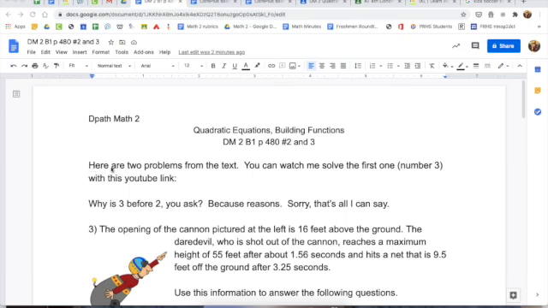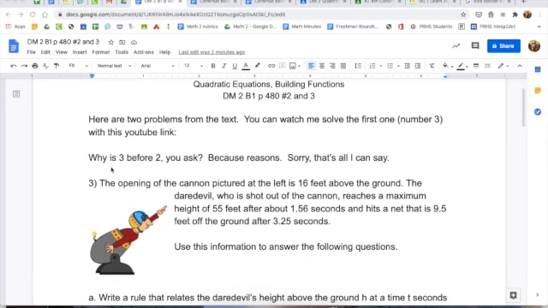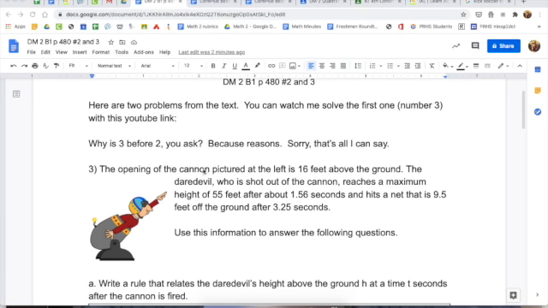I am going to try to explain what's going on in this Google Doc. So here are two problems from the chapter we're working on with quadratic equations. I am going to solve the first of these two problems. The second one is up to you to try. Then you can turn it in for some feedback.